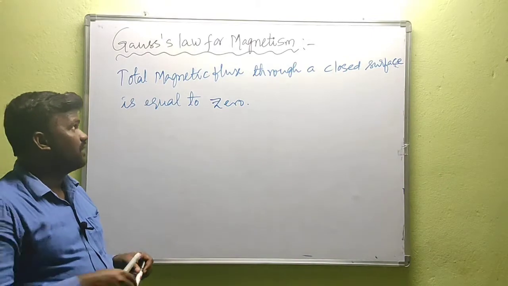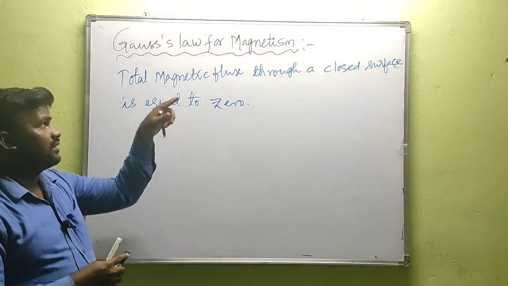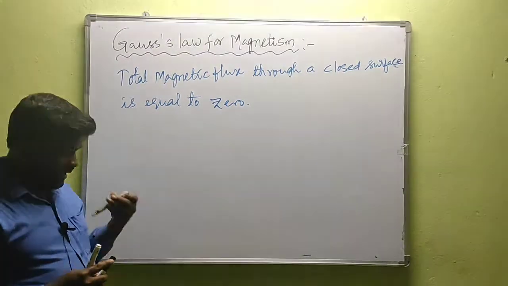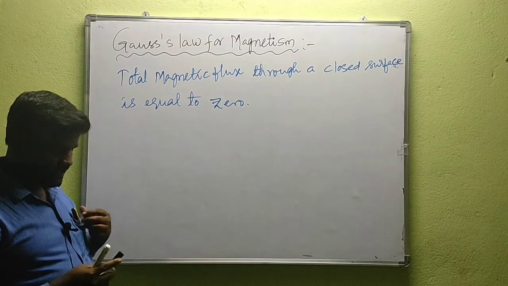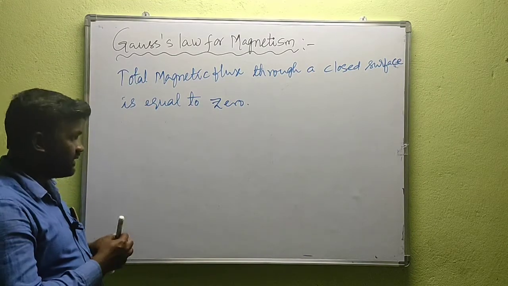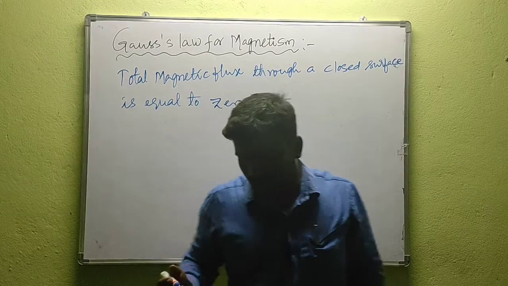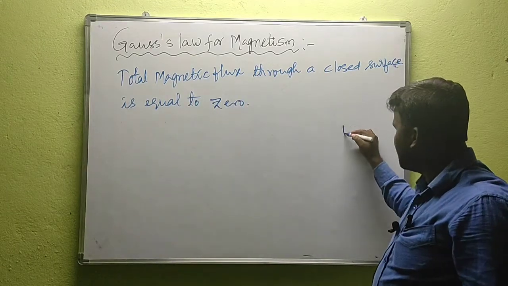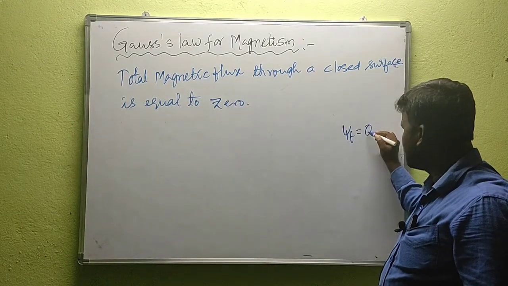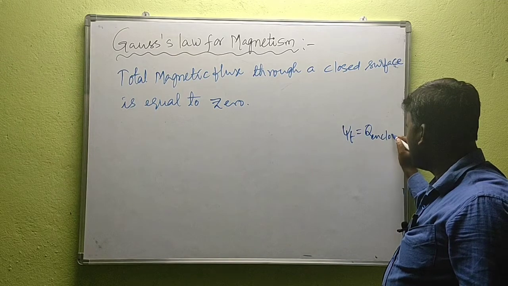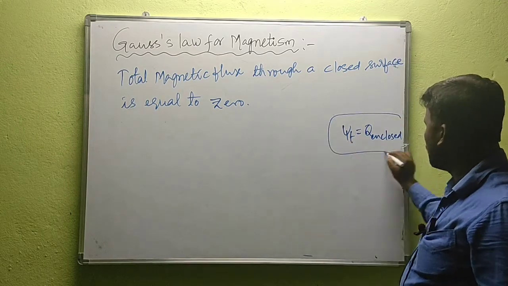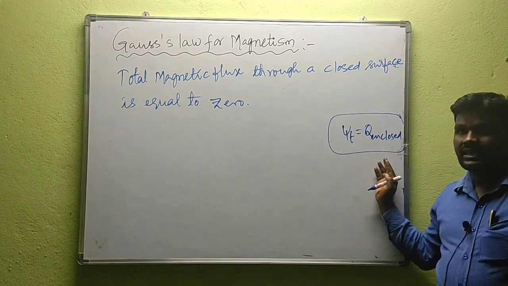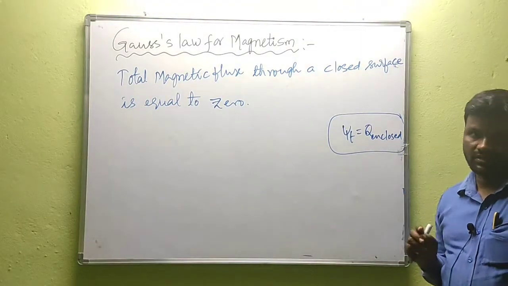In today's class, we will discuss Gauss law for magnetism. Already we discussed Gauss law for electricity. So that is given by what? Gauss law for electricity is given by psi t is equal to q enclosed. That means total electric flux through a closed surface is equal to charge enclosed by that volume.